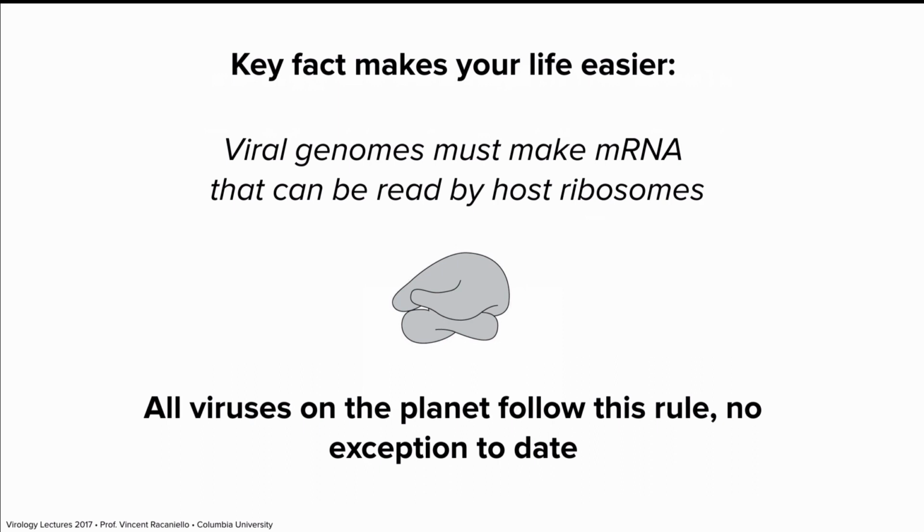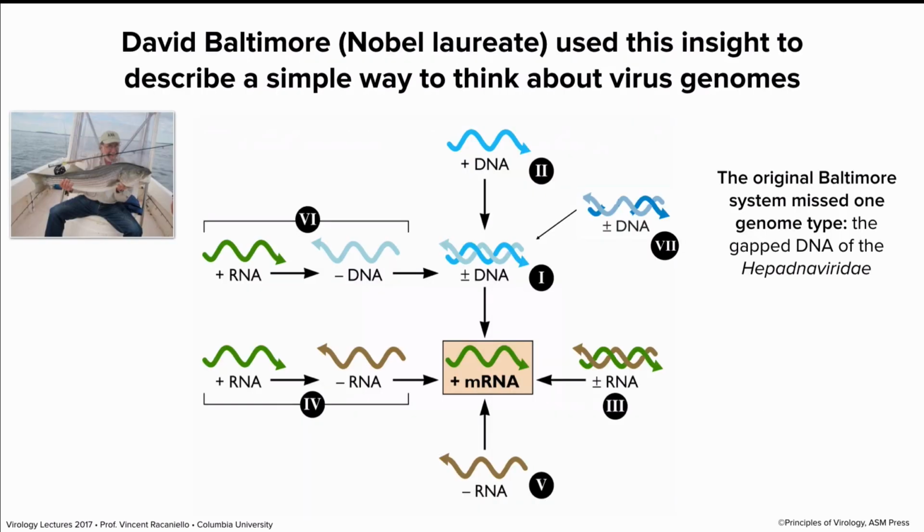Now, why, you may ask, so what? Why does that make my life easier? Well, you're going to see, because we can trace every viral genome to making mRNA, because that's going to be a central point in the scheme of replication of viruses. And in fact, this fact is exactly what David Baltimore did in the 60s and 70s. David Baltimore is here with the big fish. He's a Nobel laureate.